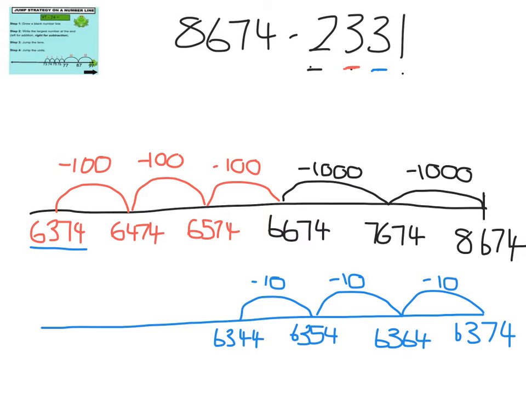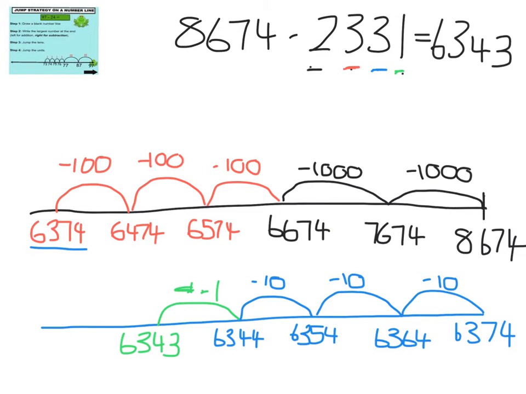Okay, then what I need to do is take away my 1. So 6,344 take away 1 is 6,343. So that's my answer. So 8,674 take away 2,331 is 6,343.